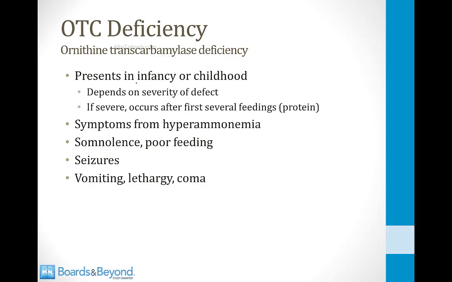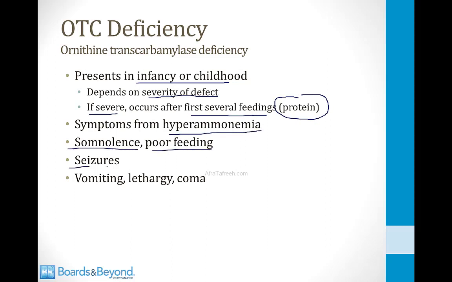OTC deficiencies present in infancy or childhood. The age at presentation depends on the severity of the defect. If the defect is severe, it will occur after the first few feedings when the baby begins consuming protein. The symptoms will be from hyperammonemia. These may include somnolence and poor feeding. It can include seizures. It can also include vomiting, lethargy, and even progress to a coma.